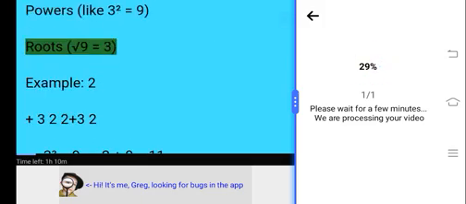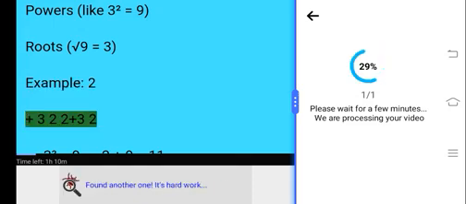powers like 3 squared equals 9, and roots, square root of 9 equals 3. Example: 2 + 3².